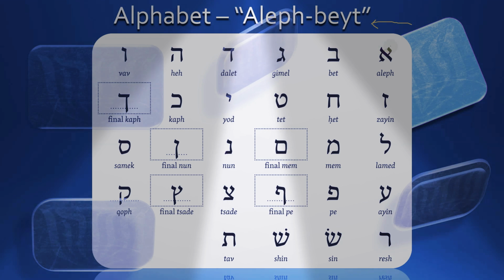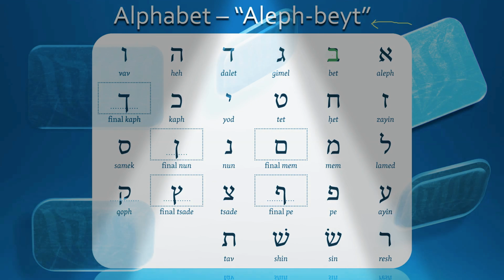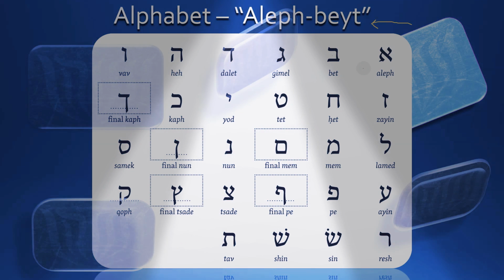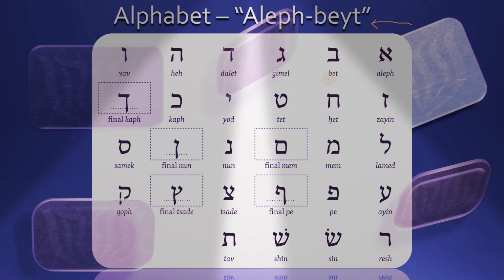All right? Aleph. The second letter is called Beit, and Beit can be written with or without a dot in the middle. Okay, so here we have B. If it has the dot, it's B. If there's no dot, it's V. Letter V.